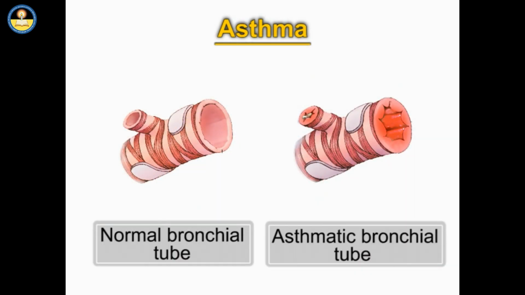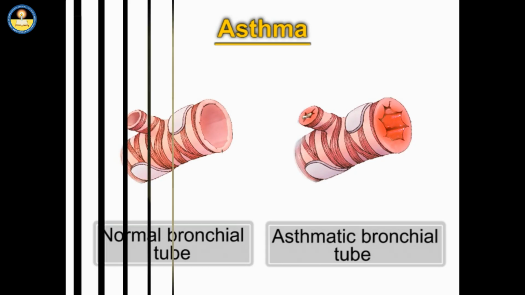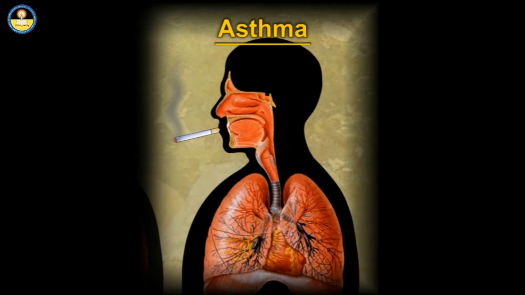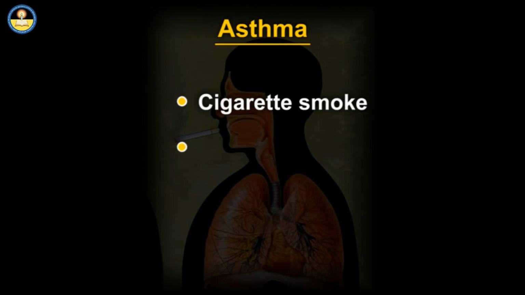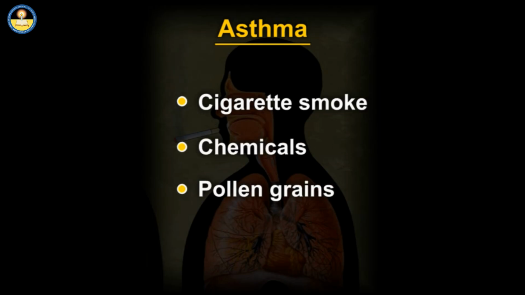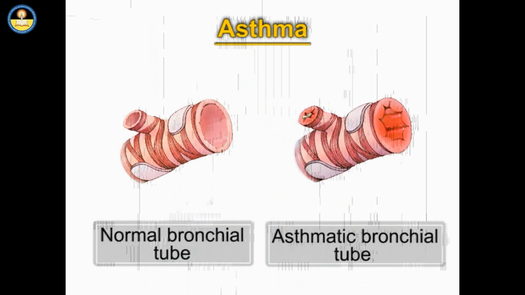Asthma is a lung disease that causes tubes present in the respiratory system to become tightened and narrow. It is often triggered by irritants in the air such as cigarette smoke, chemicals, pollen grains, etc. The lining of the bronchial tubes swells, causing the airways to narrow and reducing the flow of air in and out of the lungs.